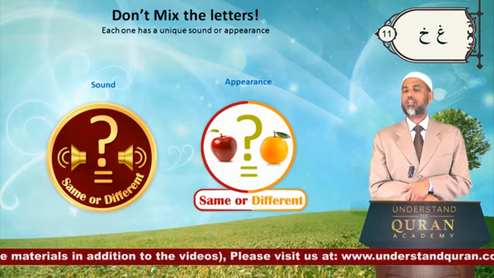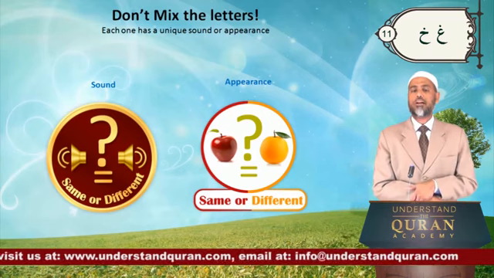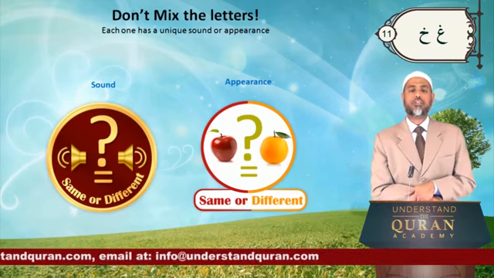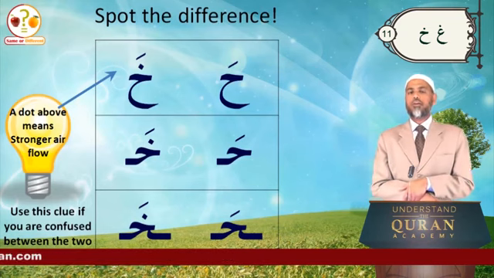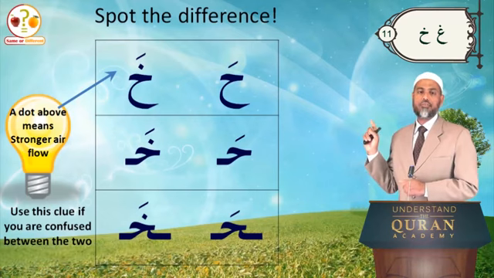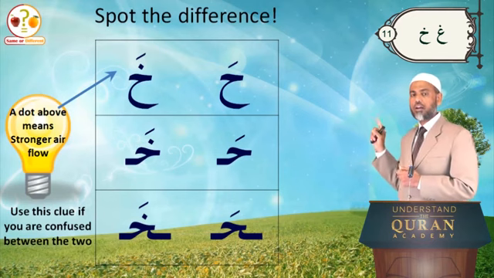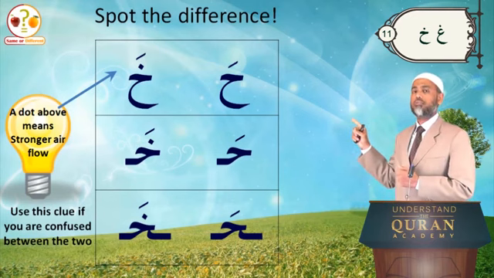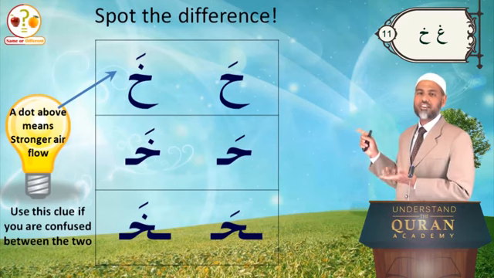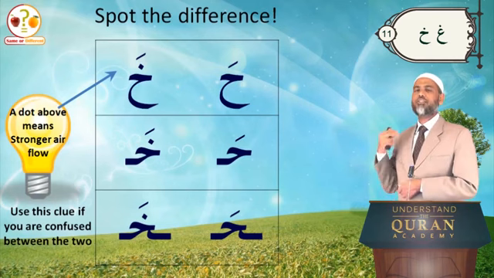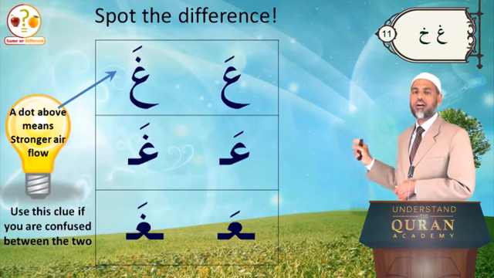Again, don't mix the letters. Each one has a unique sound or appearance. No two letters have the same sound or same articulation point or same makhraj. Everyone is different. In terms of shapes, you see ha and kha have a similar shape, but the dot is on the top representing strong airflow. So the first is ha and the second one is kha. That one is carrying khubs on its top, and ha is hungry. Maybe it was eating chili, didn't find anything else, so giving a soft sound, and that is kha, ha, kha, ha.